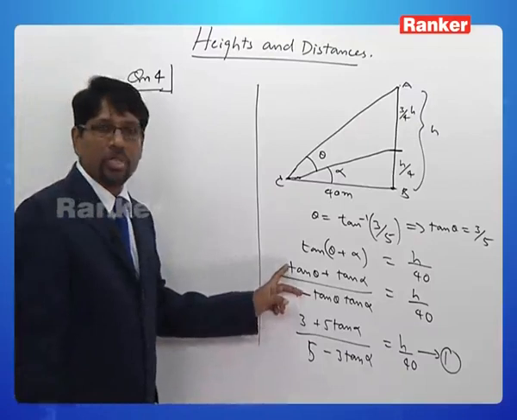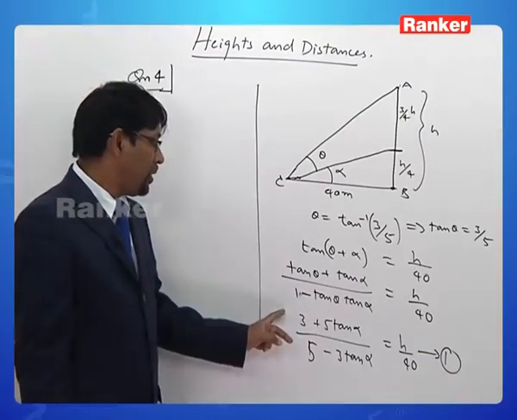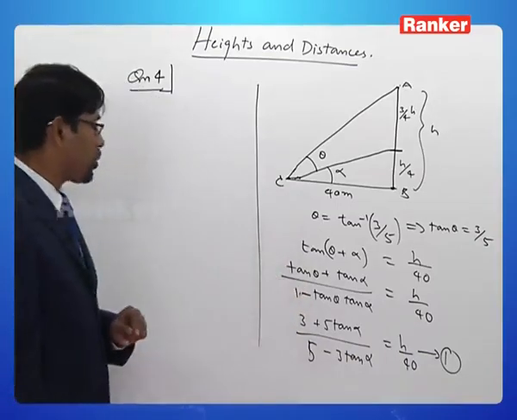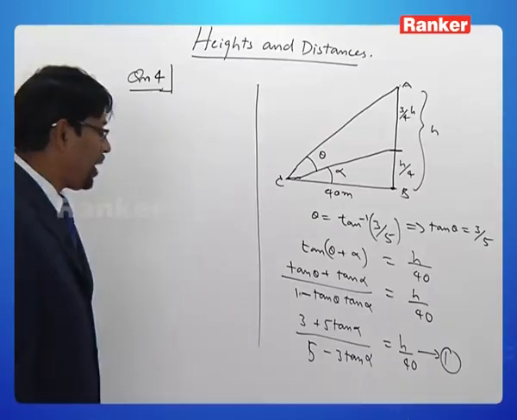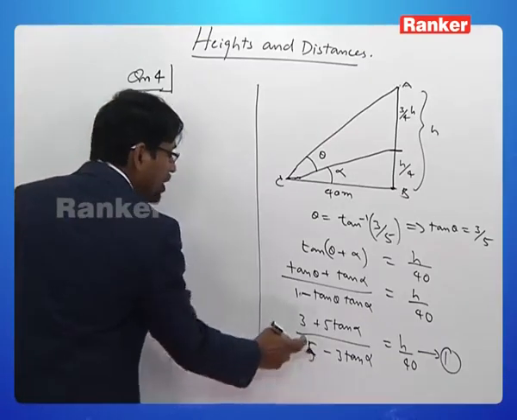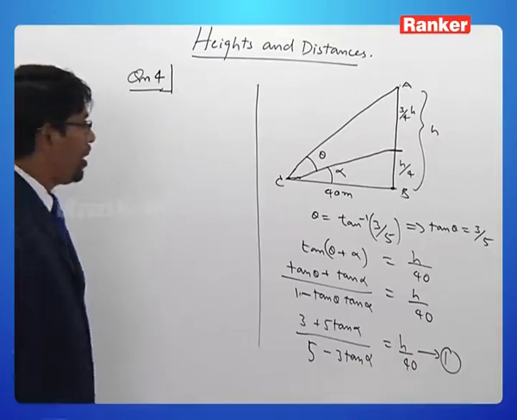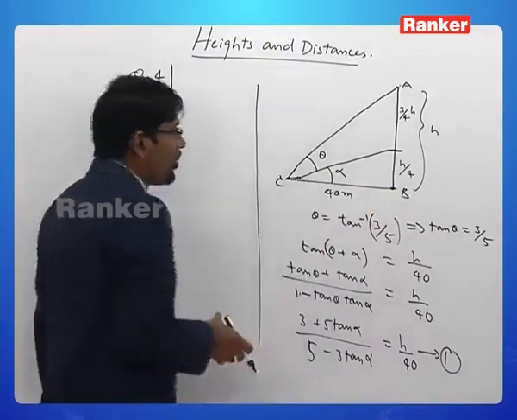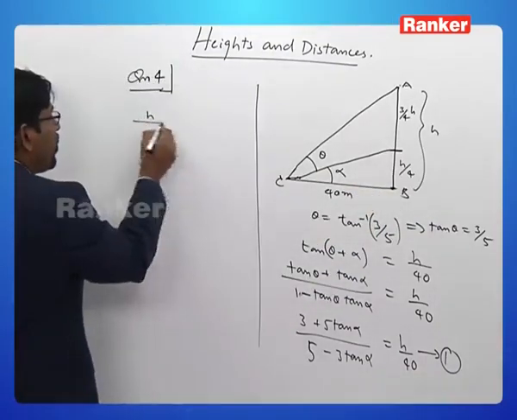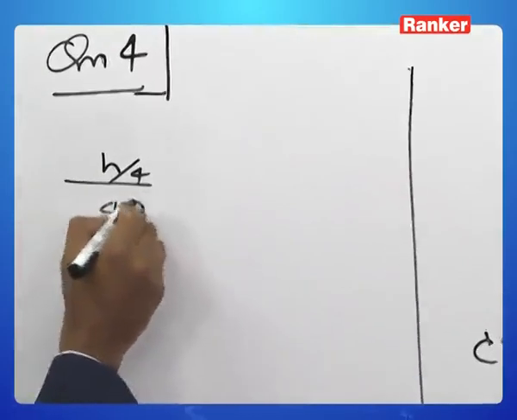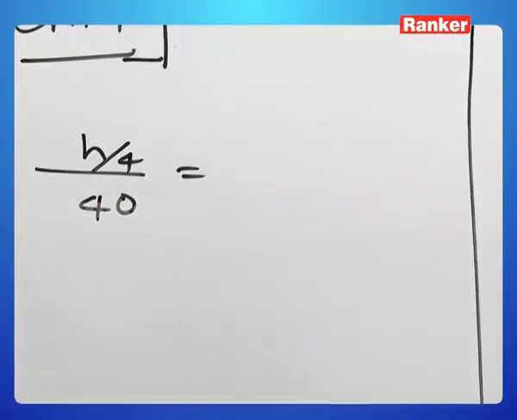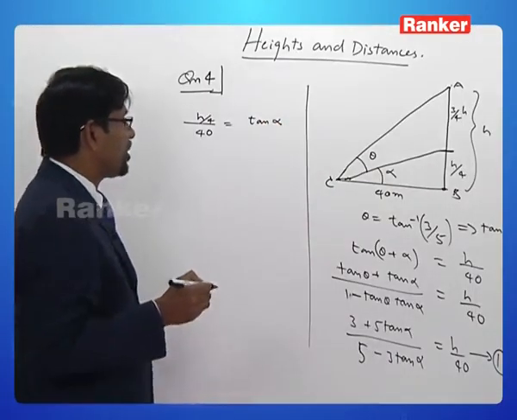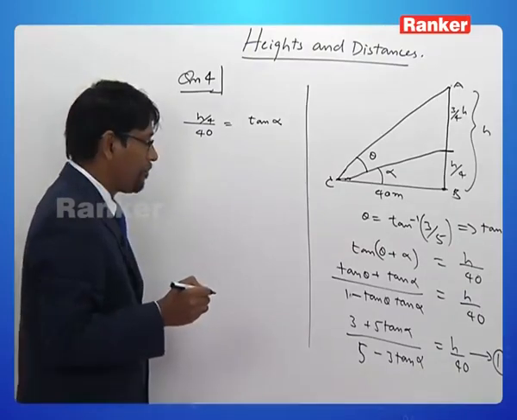What I have done was I have substituted tan theta equal to 3 by 5 and took the LCM and then simplified. So, that came out to be 3 plus 5 tan alpha by 5 minus 3 tan alpha, and that is equal to h by 40. What else we can use? This again, h by 4 by 40 is equal to tan alpha here.